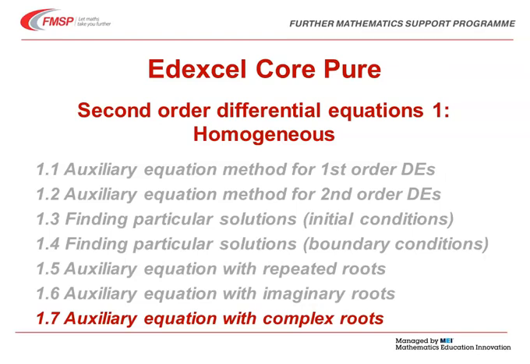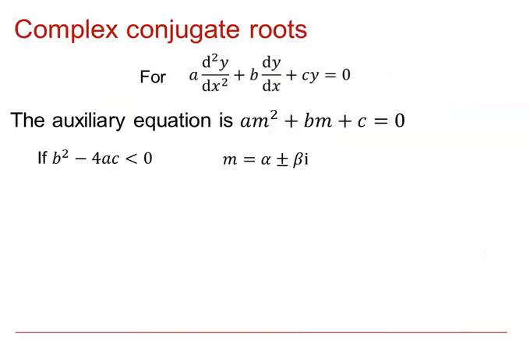Edexcel Core Pure, second order differential equations 1, homogeneous case. Auxiliary equation with complex roots. So this is our second order linear equation with constant coefficients, and we're still looking at the homogeneous case where the right hand side is 0, and the auxiliary equation is am squared plus bm plus c equals 0. That's the form that it would have.